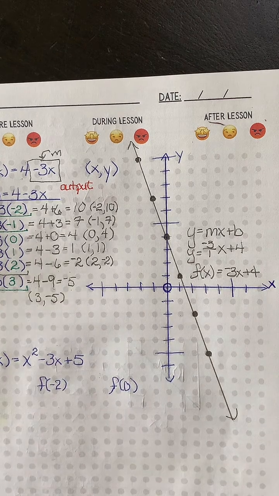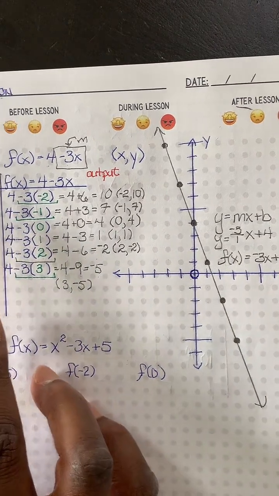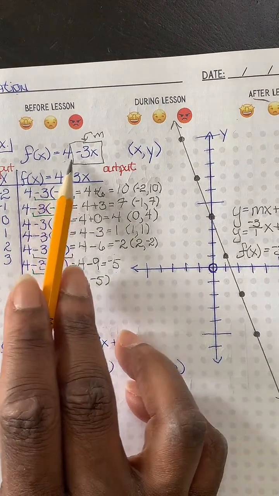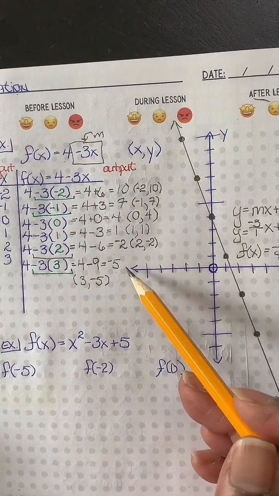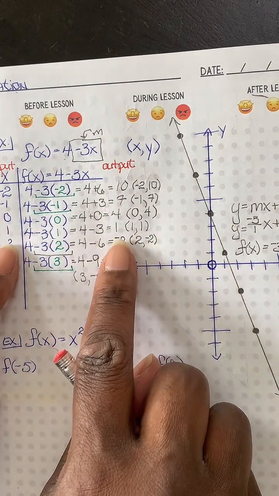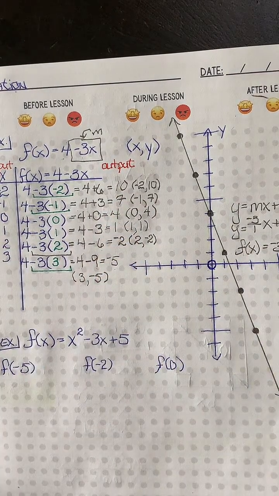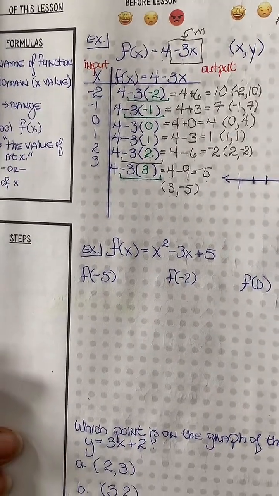That's it. So if you want to, you can put your input into your function, figure out what your output is, and what you just did was create ordered pairs. That's all what you did. Okay? All right, so let's continue on.